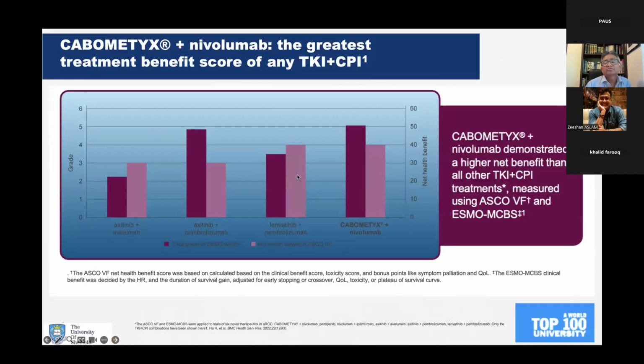So we saw multiple IO-TKIs: axitinib plus avelumab, axitinib plus pembrolizumab, lenvatinib plus pembrolizumab, cabozantinib plus nivolumab. And overall, you're seeing a benefit in those cases. Overall, there is benefit in terms of the net health benefit when you're looking at these patients in this sort of setting. So consistently, IO-TKIs do quite well. Cabozantinib nivolumab does come quite strongly, favoring that these patients do quite well with that combination as well.